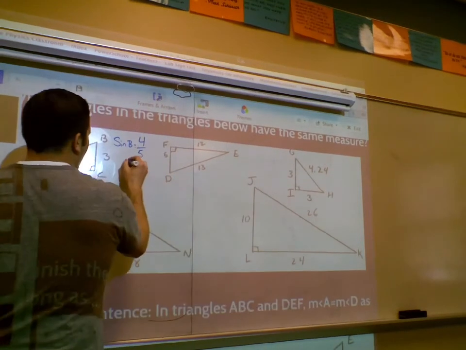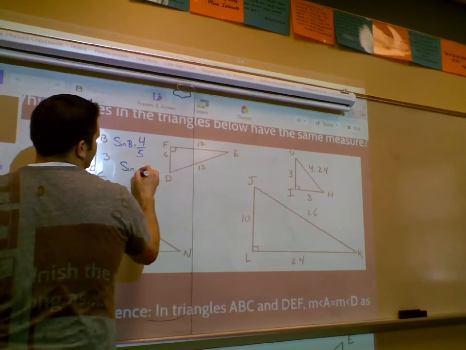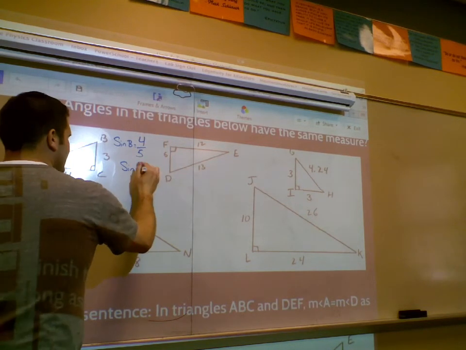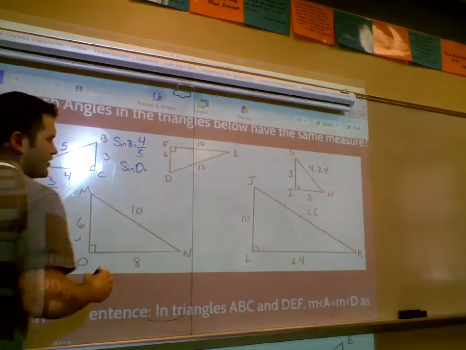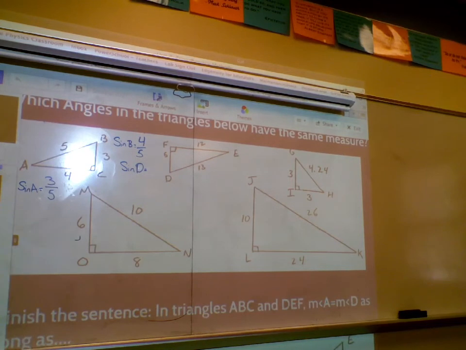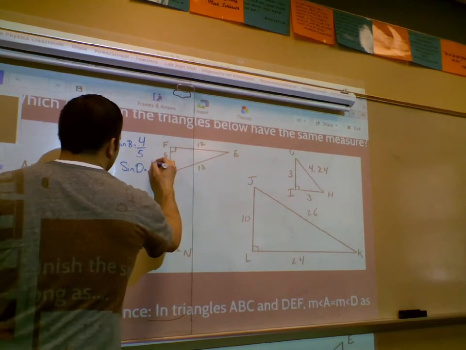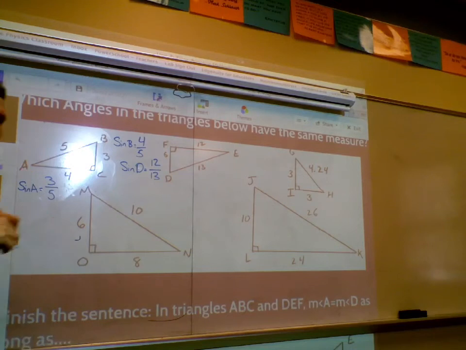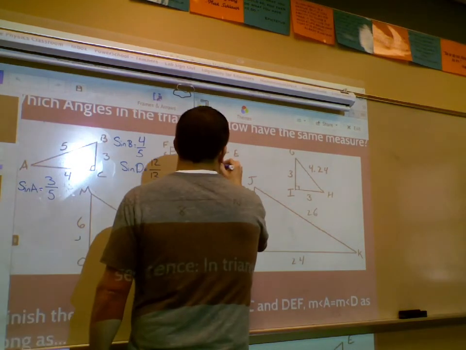Sine of F, Bruno. We can do F. Good. Sine of D, David. What's opposite D? 12 over 13. Good guess. Keep guessing. All right. Sine of E, Maddie. 5 over 13. Good.